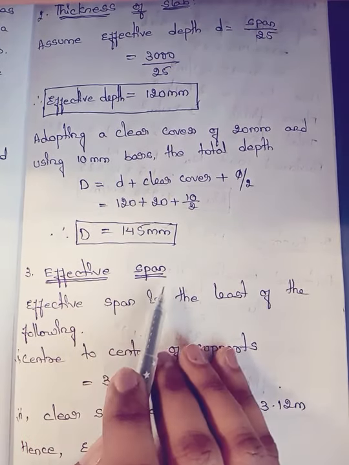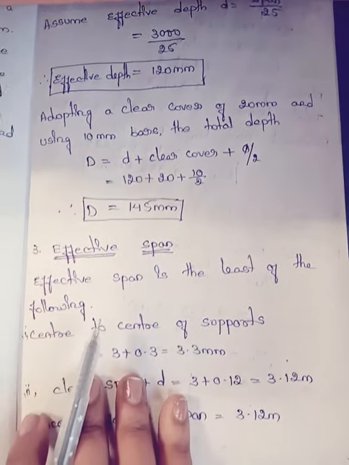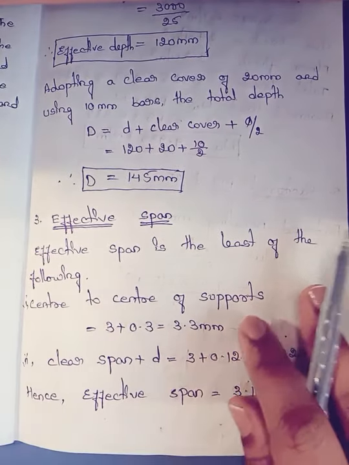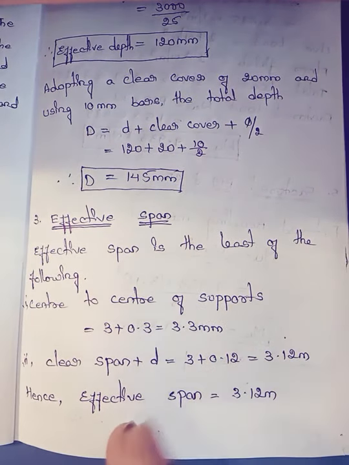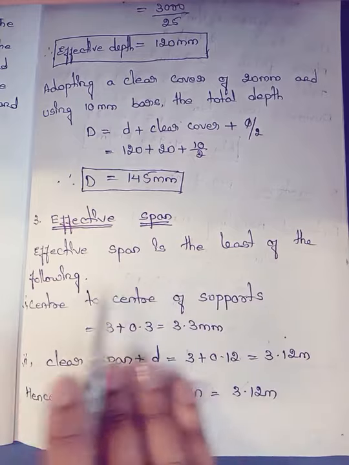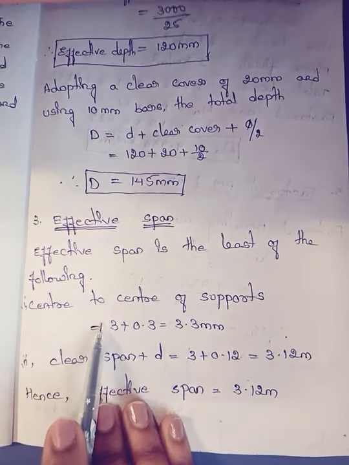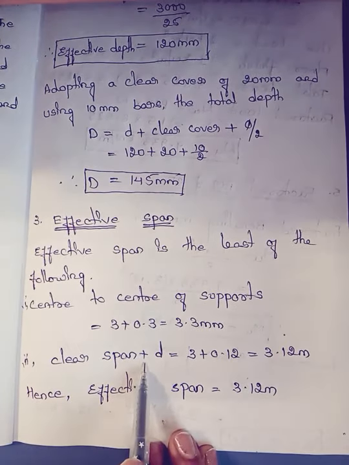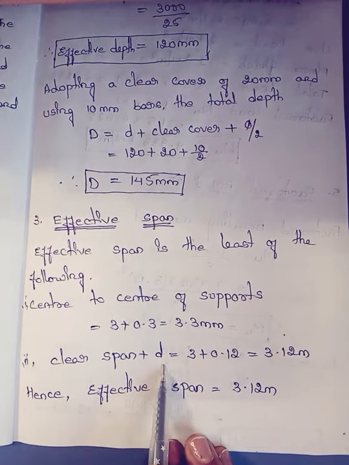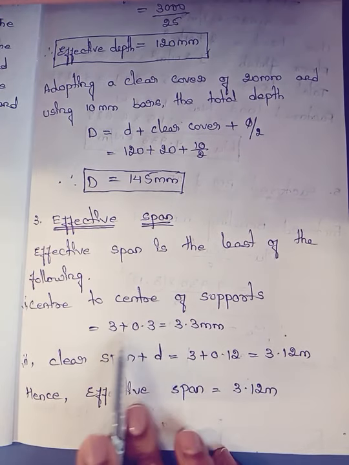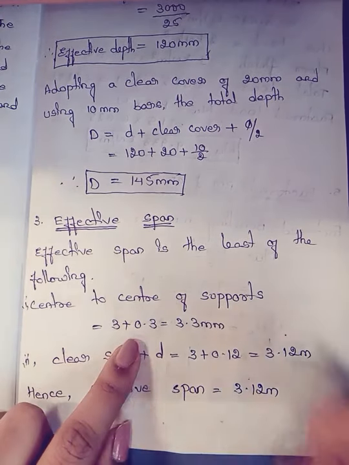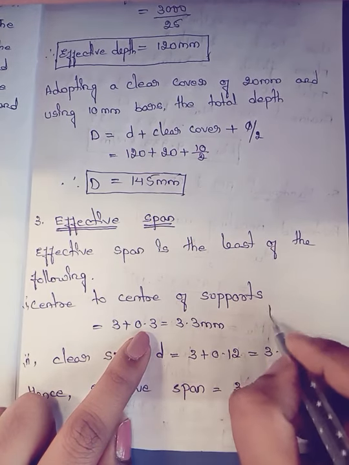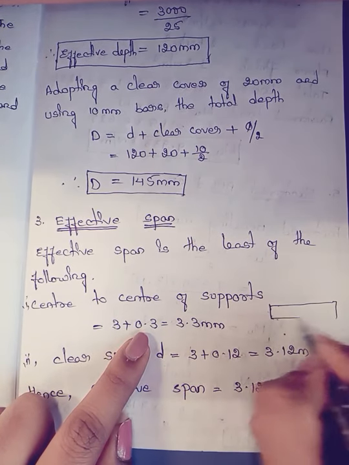Now we'll find the effective span. Effective span is equal to the least of the following. We can find out the effective span in two ways: center to center of supports, or clear span plus effective depth. Center to center of supports is equal to 3 plus 0.3. Directly I have written it as 0.3. How we have got it, I'll show here.